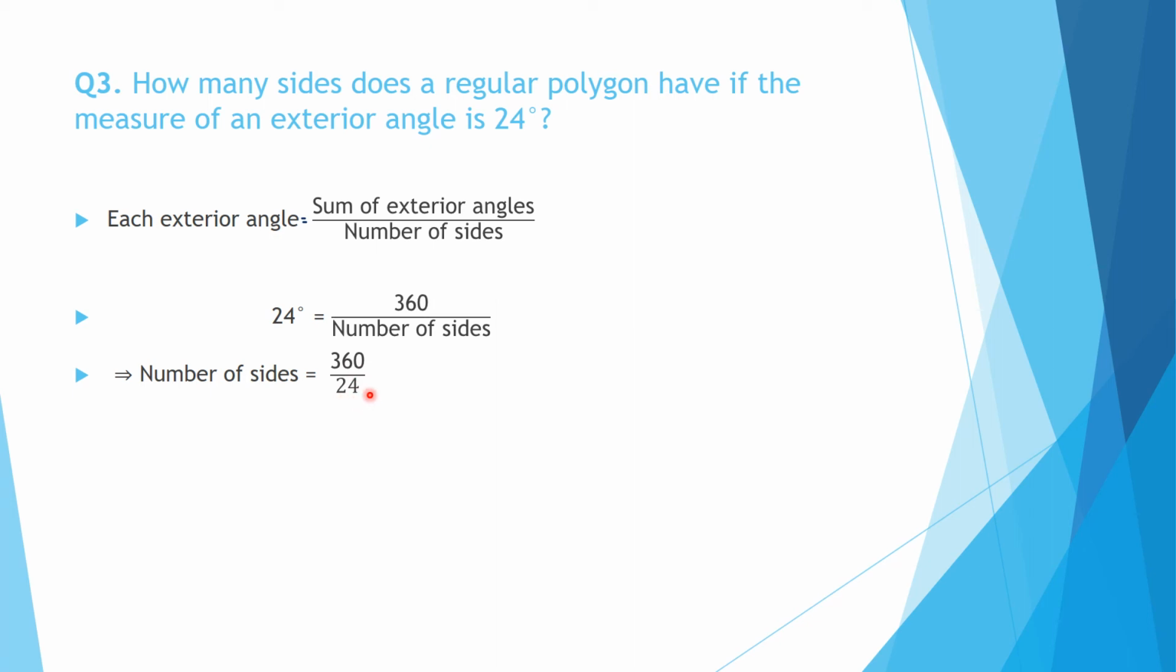12 2s are 24, 12 3s are 36, 0, and 2 1s are 2, 2 15s are 30. So your answer would be 15. Thus the regular polygon is having 15 sides, which is having each exterior angle to be 24 degree. So if any two of this will be given to you, you can find the third one.